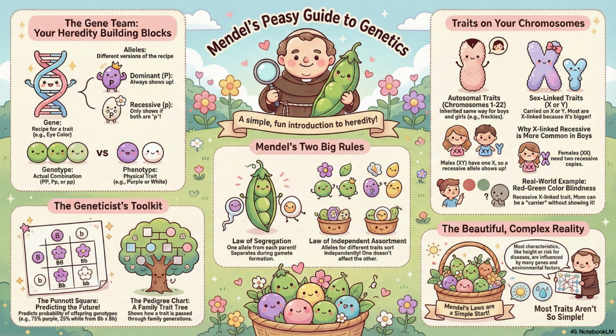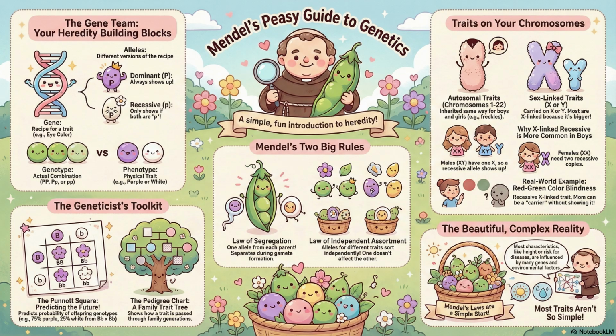That's where you see the 9/16 having both dominant traits, round and yellow, and that lone 1/16 at the end with both recessive traits, wrinkled and green. It's a beautiful mathematical confirmation of how it all works. Okay, so the Punnett square helps us predict what's coming next, but we also need to look backward to map what's already happened. And that's the job of the pedigree.